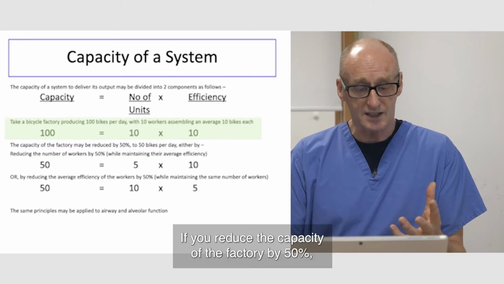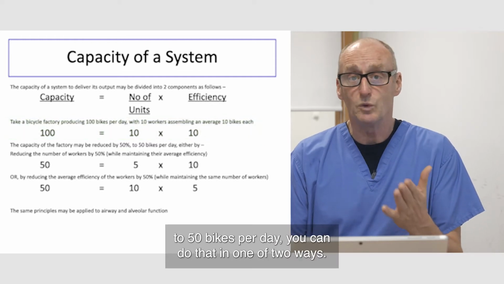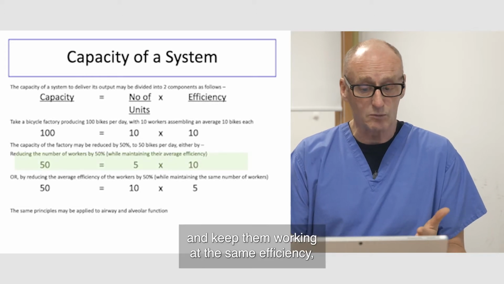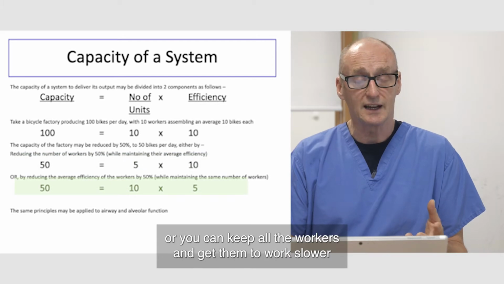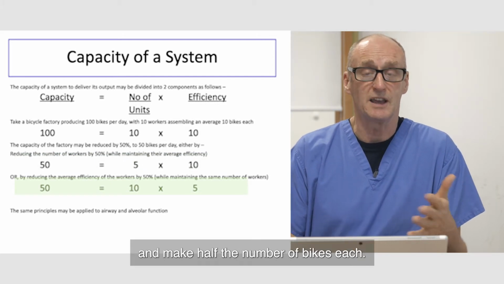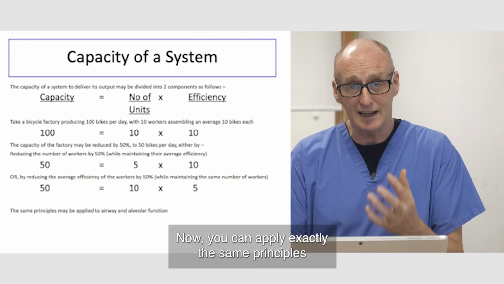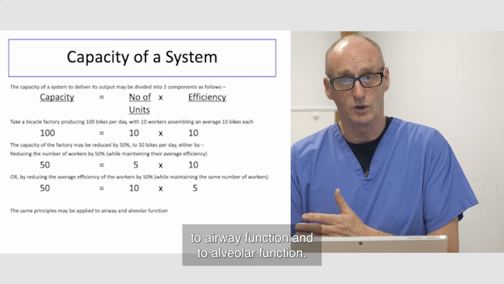If you reduce the capacity of the factory by 50% to 50 bikes per day, you can do that in one of two ways. You can either sack half the workers and keep them working at the same efficiency, or you can keep all the workers and get them to work slower and make half the number of bikes each. Now you can apply exactly the same principles to airway function and to alveolar function.